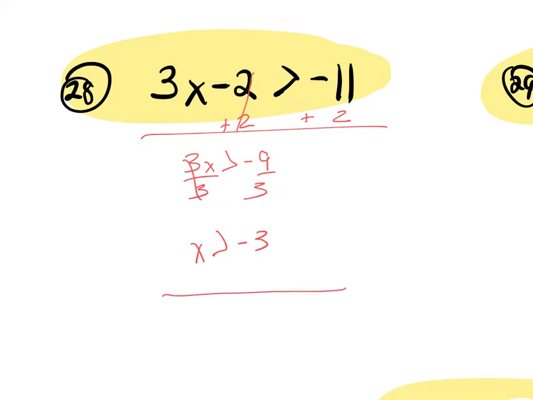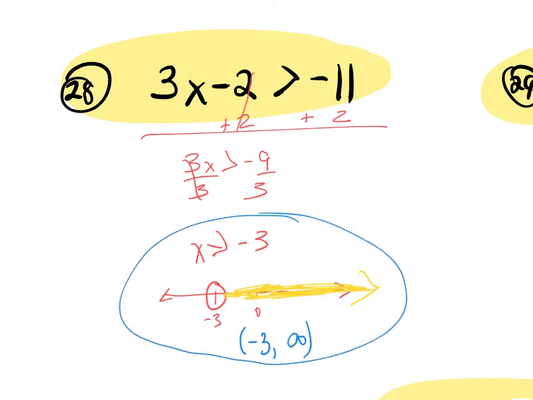So when I graph, I have to have 0 on my number line. And I have -3. What kind of a dot's at -3? Open. And then which way am I going to color? To the right. I want everything that's bigger than -3. And then your interval notation would just be parenthesis -3 to infinity. You go left to right. So here would my answer be.